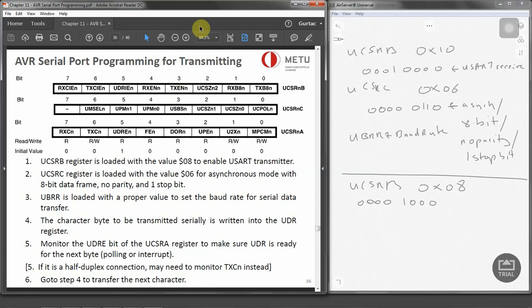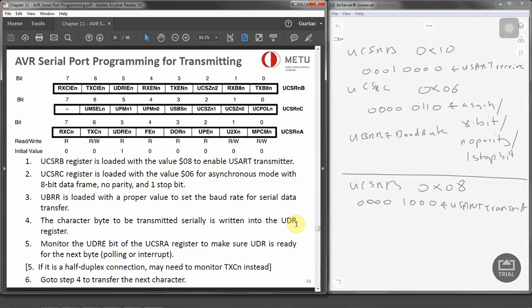Then what we do, the UCSRC register is loaded with 06 again, so asynchronous mode, 8-bit data frame, no parity, one stop bit, like before. And UBRR is loaded with the baud rate for serial data transfer. The character byte to be transmitted serially has to be written into UDR.